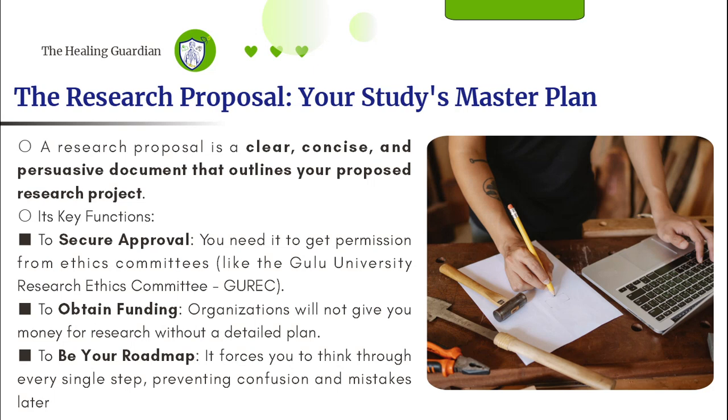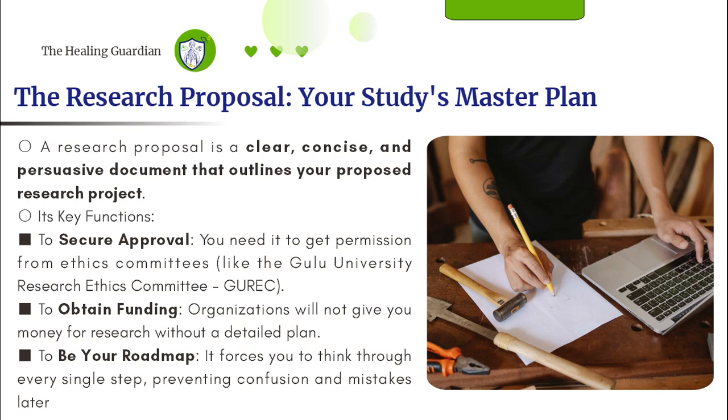First of all is securing approval, because you have to get permission from the ethics committee, whether at the institutional level or national level. You have to obtain funding. Even beyond this common research, these big research projects need funding, and it is your research proposal that has to do the magic. And number three, your research proposal will be your roadmap, how you will conduct the research. So a lot of care has to be taken. A proposal is like your promise to the world, or the committee you are sending your proposal to.